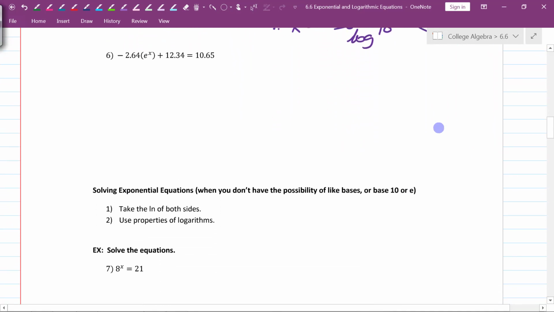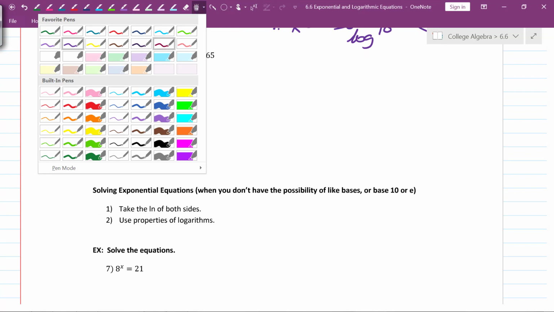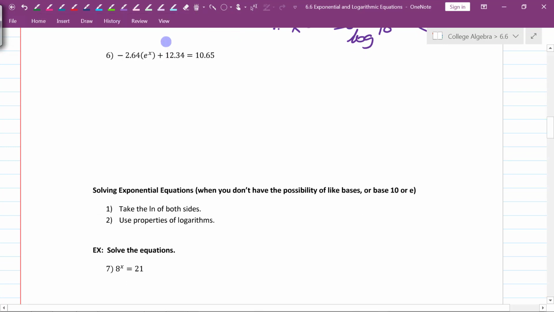Number 6. Again, the first thing we want to do is get this exponential isolated by itself before we take the log of both sides. So I'm going to subtract 12.34 from both sides. I get negative 2.64 e to the x is equal to negative 1.69.